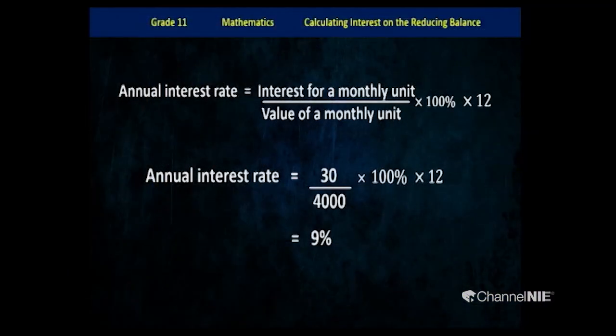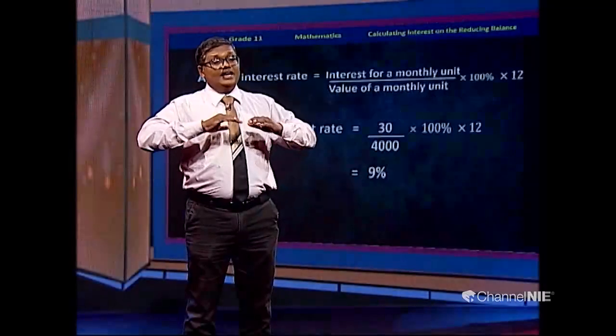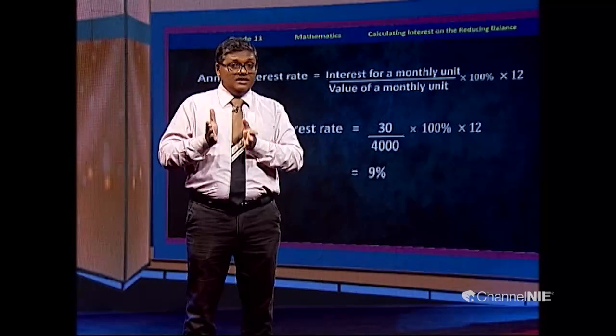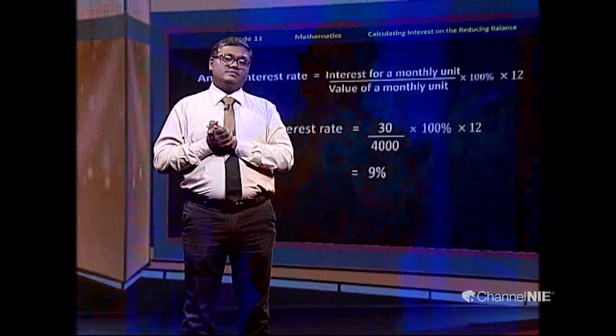Now, my dear students, I think you are well aware and familiar with the reducing balance method. In the previous presentation, I told you about three types of interest: simple interest, compound interest and reducing balance interest. These are interrelated. All these come under the theme numbers.